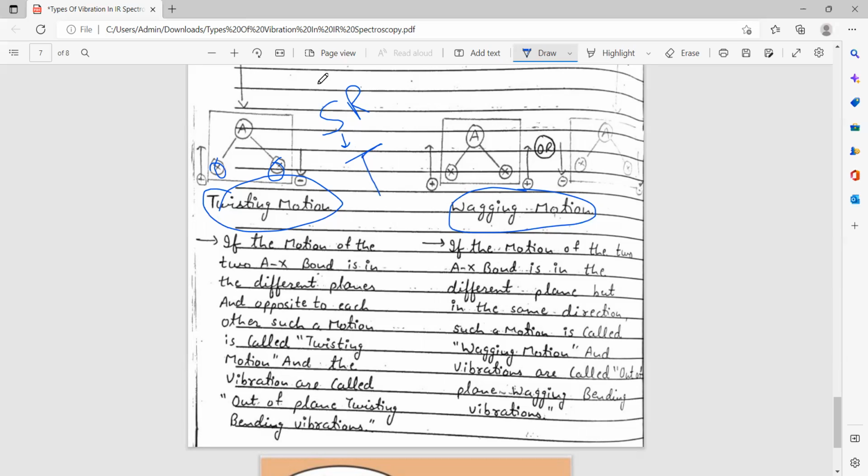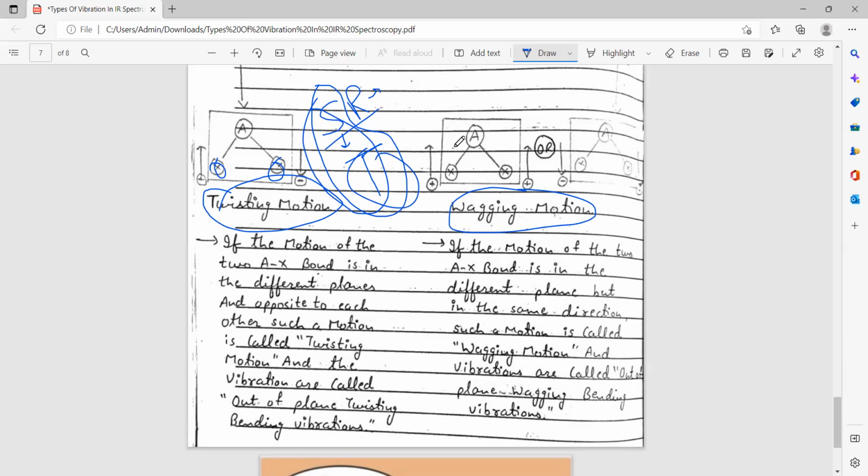As you travel by ST bus from your village to your city, you remember the ST full form. Like that, the motion of the two AX bonds is in the opposite direction. Here, it is not RS nomenclature of sinister and rectus but scissoring and rocking motion in in-plane bending vibrations. Here ST means the motion of the two AX bonds is in the opposite direction. But in scissoring, it is in the plane, while in twisting, it is out of plane bending vibrations.